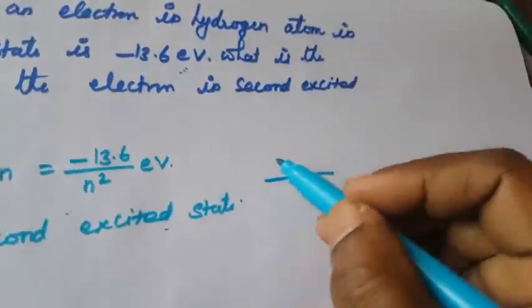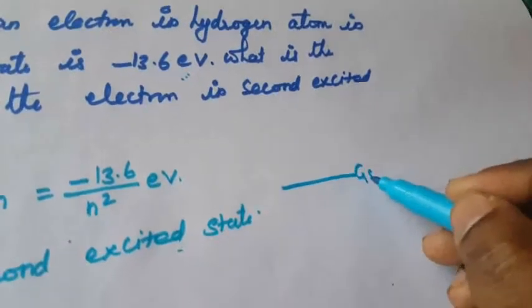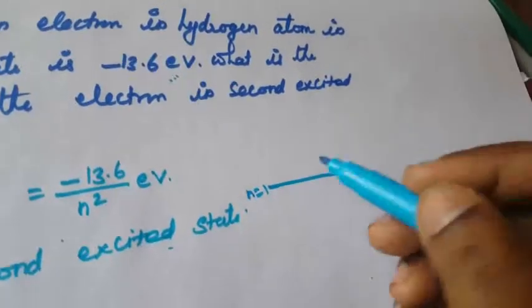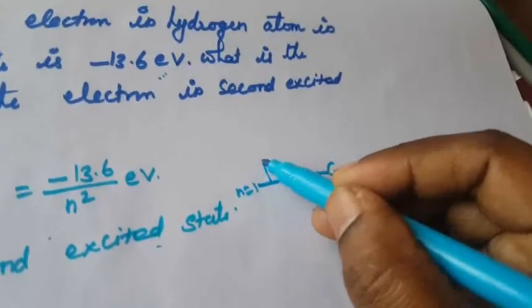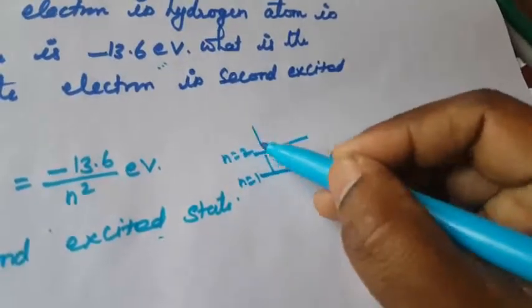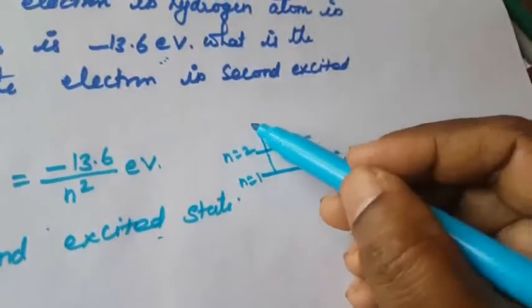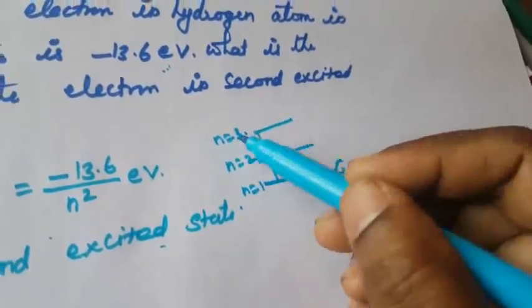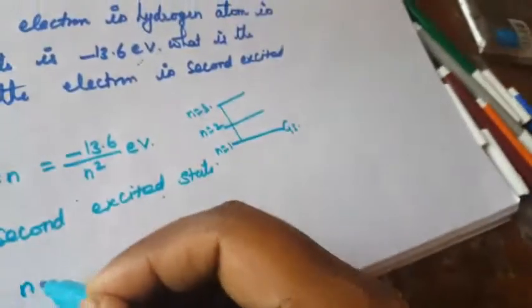First, this is the ground state, right? So for the ground state n is equal to 1. Now this is the first excited state, so first excited state means n is equal to 2. The question is asking for the second excited state, so n is equal to 3. So the n value is equal to 3.